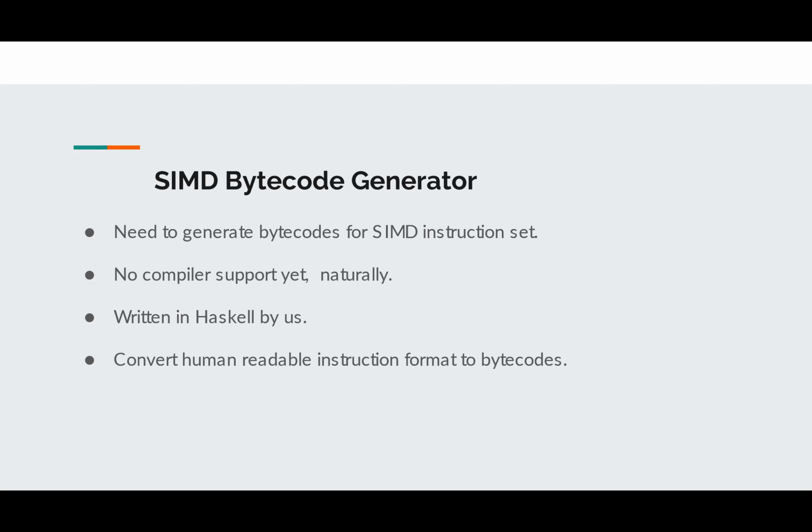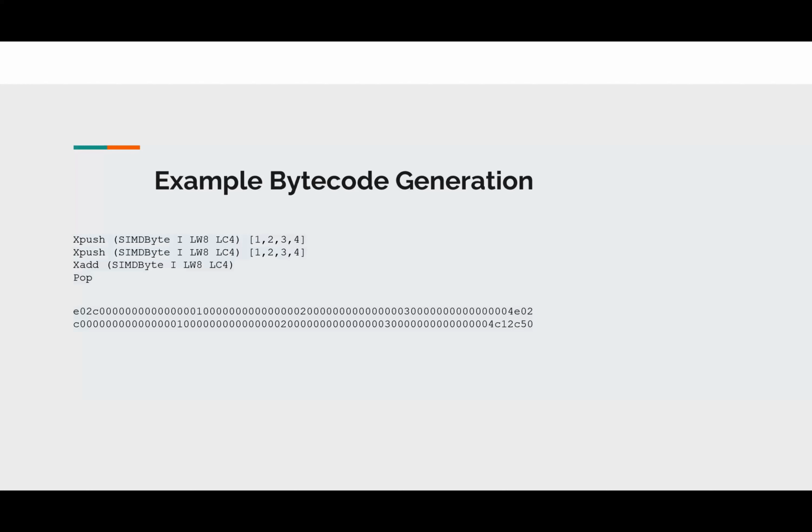And because we did not have any compiler support for SIMD bytecode generation, we needed to create a basic small SIMD bytecode generator. It converts human readable instruction format to bytecodes for SIMD operations. In an example execution, we give it a simple input file in human readable format, and it generates the bytecode related to it.